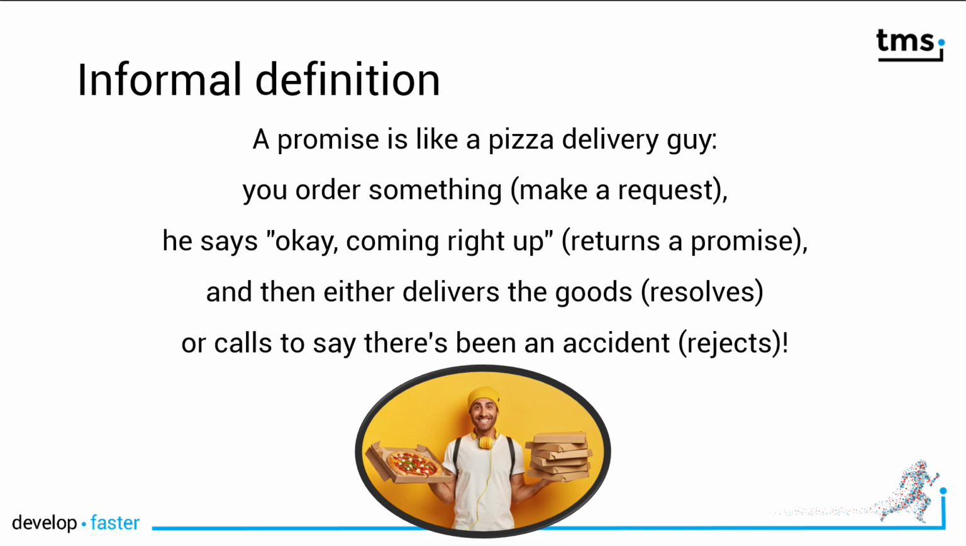The informal definition, it might help you at first. Think of a promise like a pizza delivery guy. You order something, meaning you make a request. The guy is most likely going to say, okay, coming right up. So that person returns a promise. And then either the goods are going to be delivered, meaning you resolve the promise, or the person is going to give you a call, there has been an accident, and you're not going to get your pizza. So the promise is rejected. And those are the two formal terms, actually, resolving a promise and rejecting a promise.